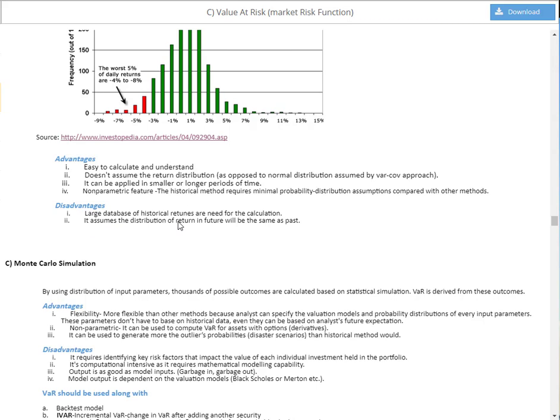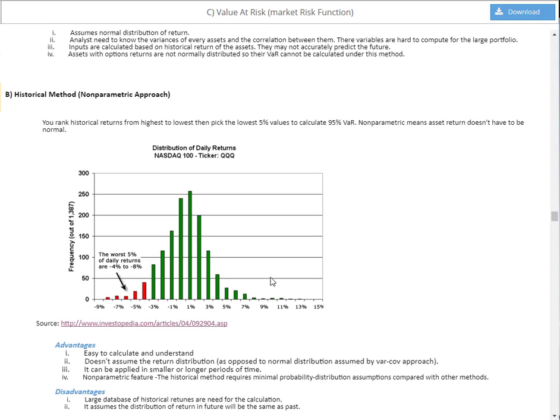Disadvantages: a large database of historical returns is needed for the calculation, and it assumes the distribution of returns in the future will be the same as the past. So certain disadvantages are common with the other method.